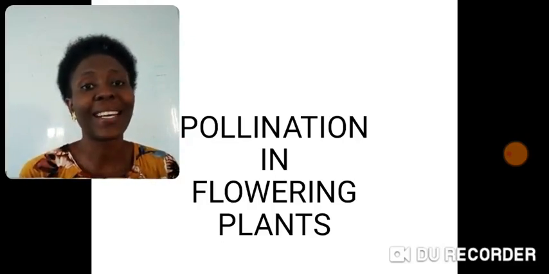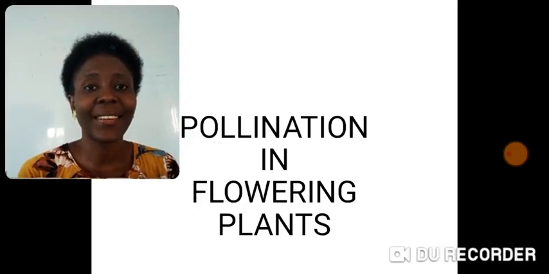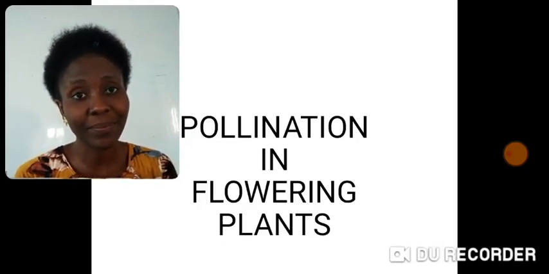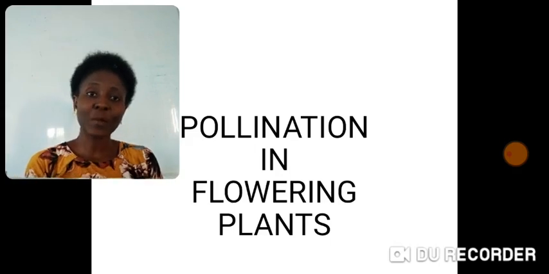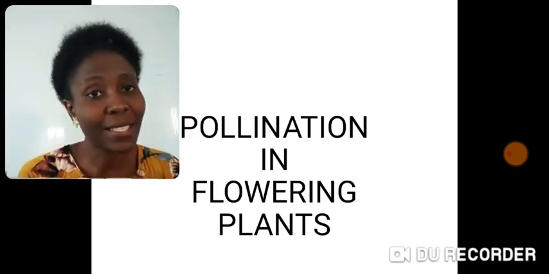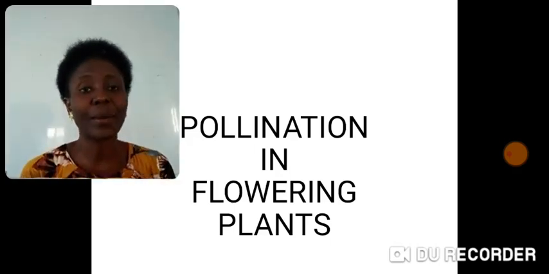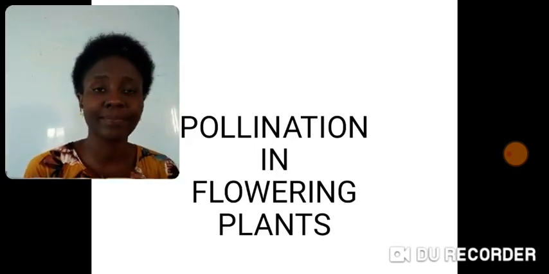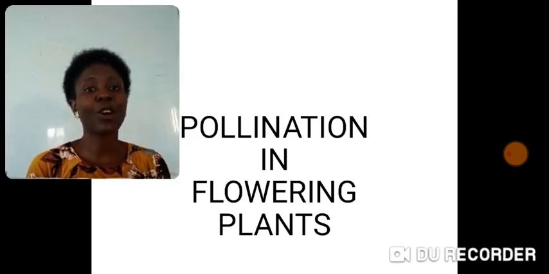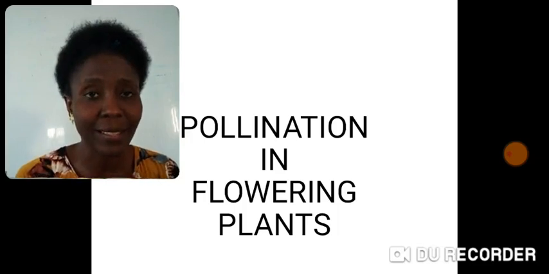Welcome to our class. This time we're talking about pollination in flowering plants. The last time we talked about the reproductive system in flowering plants. So now we're going to talk about pollination, which occurs in flowering plants.